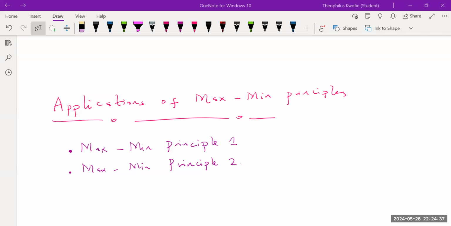In this very episode, we are going to stress the applications of maximum minimum principles. In our previous episode, we looked at maximum minimum principle 1 and 2, and certain theorems that would enable us to solve problems. But in this particular section, we are going to use those theorems that relate to principle 1 and principle 2 to solve real world problems.